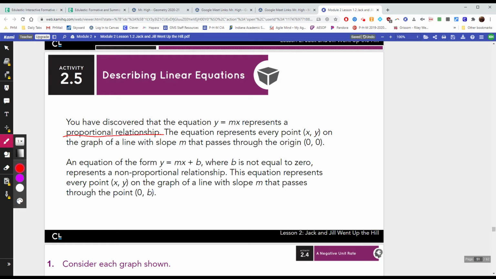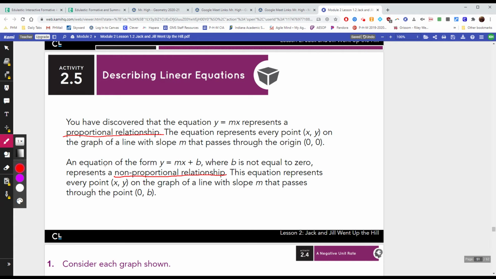The second paragraph talks about a non-proportional relationship. So an equation of the form y equals mx plus b, where b is not equal to 0, represents a non-proportional relationship. This equation represents every point xy on the graph of a line with slope m that passes through the point 0, b. So this non-proportional relationship describes a linear relationship, but not proportional because it does not pass through the origin.